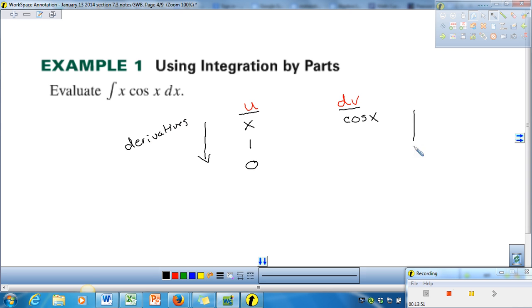So, the left column, we do derivatives. The right column, we do integrals. So the antiderivative of cosine x was what? Sine x. Antiderivative of sine x, negative cosine x. All right, and now we set up just some lines to help us see what is going on.